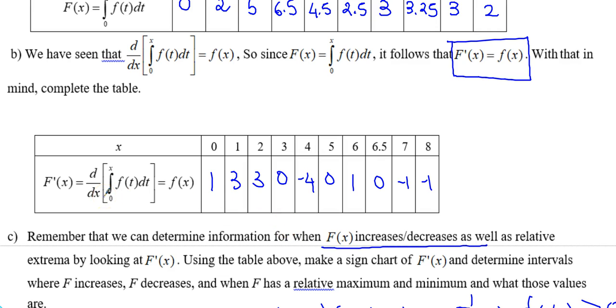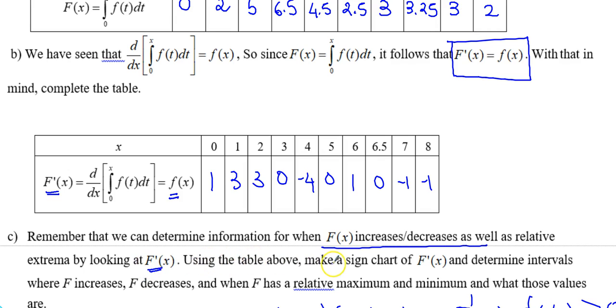Now we are going to go back into our previous unit where we discuss where f of x is increasing, decreasing, which is very similar. You all have done a great job on that. So this is f prime of x, which is the same as f of x, because the derivative of the antiderivative gives you the original one back. Remember that we can determine whether f of x increases or decreases, as well as relative extrema, by looking at f prime.